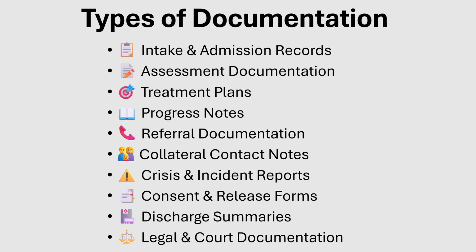There are many different types of documentation used throughout the counseling process, and each serves a specific purpose. The process often begins with intake and admission records, which collect basic client information and document the client's entry into treatment. Counselors then complete assessments to gather information about the client's substance use history, strengths, needs, and treatment concerns. Based on this information, treatment plans are developed to outline goals, objectives, and interventions. As counseling services continue, progress notes are used to document sessions, client participation, progress towards goals, and significant clinical observations.